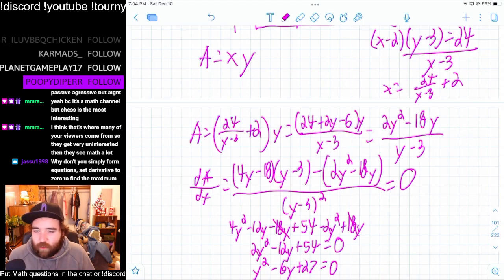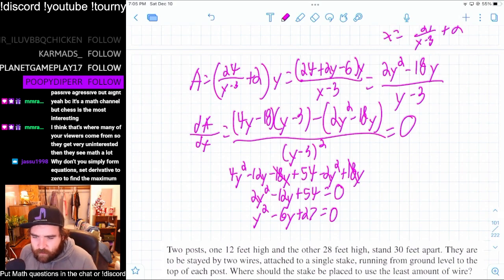Okay. So then I took the derivative. So it was 4y minus 18 times y minus 3, minus 2y squared minus 18y times the derivative of y minus 3, over y minus 3 squared. But it does seem like it's the negative 18 times the negative 3 where it's going weird, because that's getting me the plus 54, which is huge. And I see that it's imaginary because b squared minus 4ac is going to be negative.